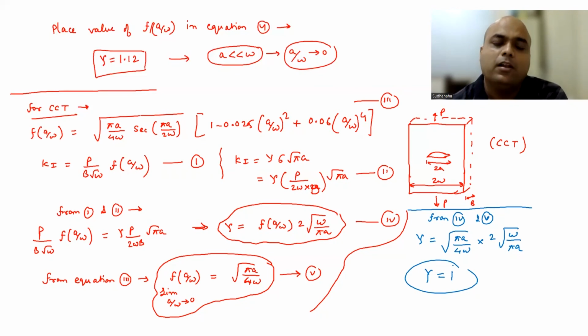Okay, so overall we have discussed stress intensity factor expression for different configurations or geometries of plate. For CCT infinite plate, Y equal to 1, and for SENT, since one side is fixed, it is semi-infinite SENT plate, Y is going to be 1.12.